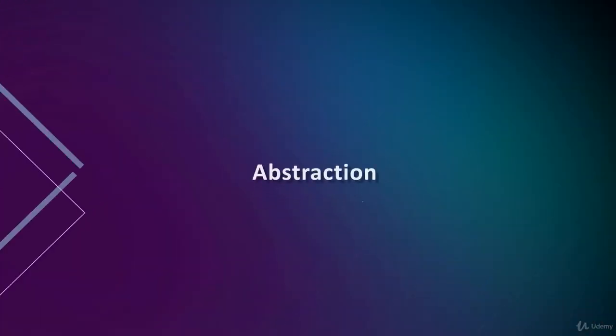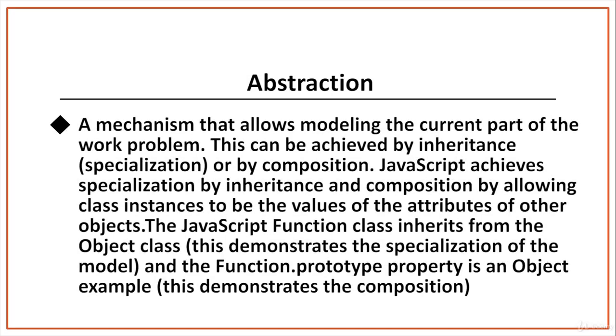Then abstraction, a mechanism that allows modeling the relevant part of the working problem, and this can be achieved by inheritance, specialization, or by composition. JavaScript achieves specialization by inheritance and composition by allowing class instances to be the values of the attributes of other objects. The JavaScript Function class inherits from the Object class, and this demonstrates the specialization of the model, and the Function.prototype property is an Object instance, because this demonstrates composition.